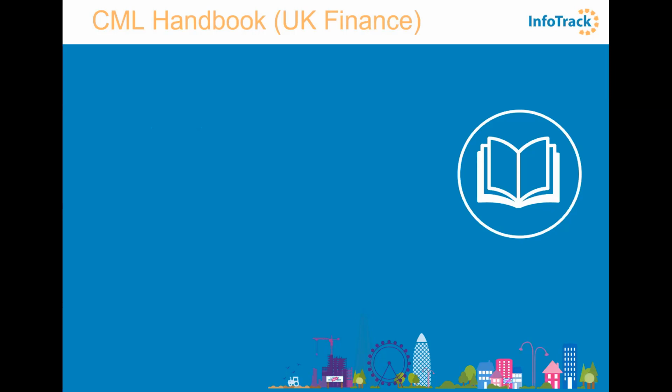So the CML Handbook for UK Finance. On the 1st of July, the Council of Mortgage Lenders, which is the CML, and the Building Societies Association, also known as the BSA, integrated into a new trade association, which is UK Finance. But most conveyancers will refer to the CML Handbook and the BSA Mortgage Instructions.